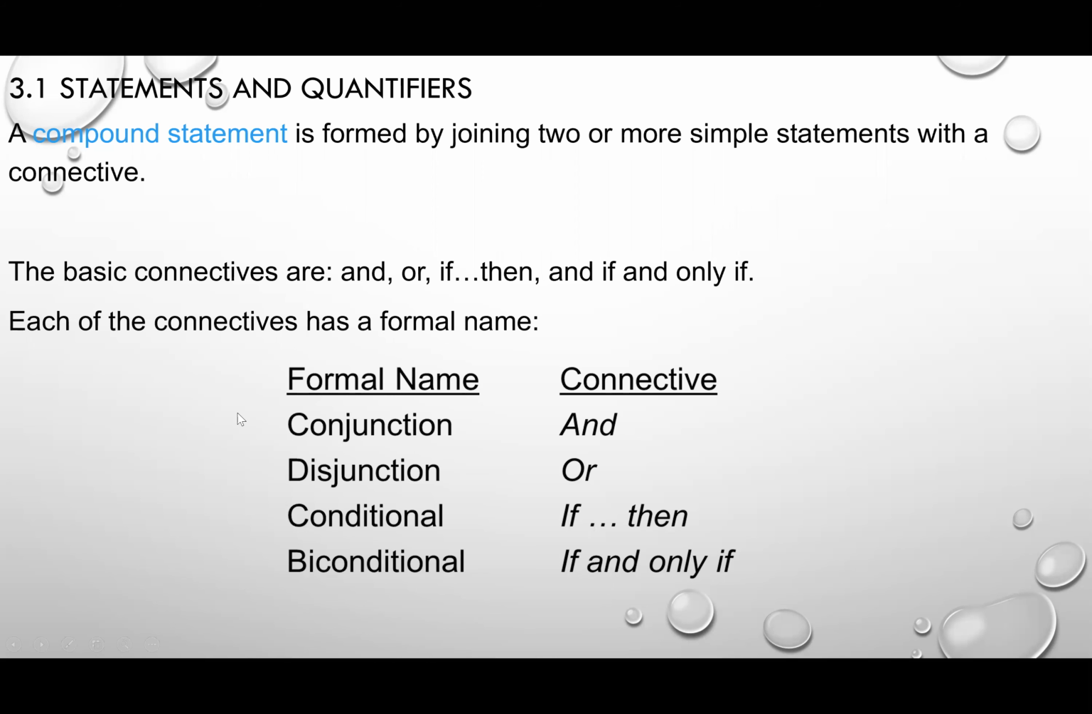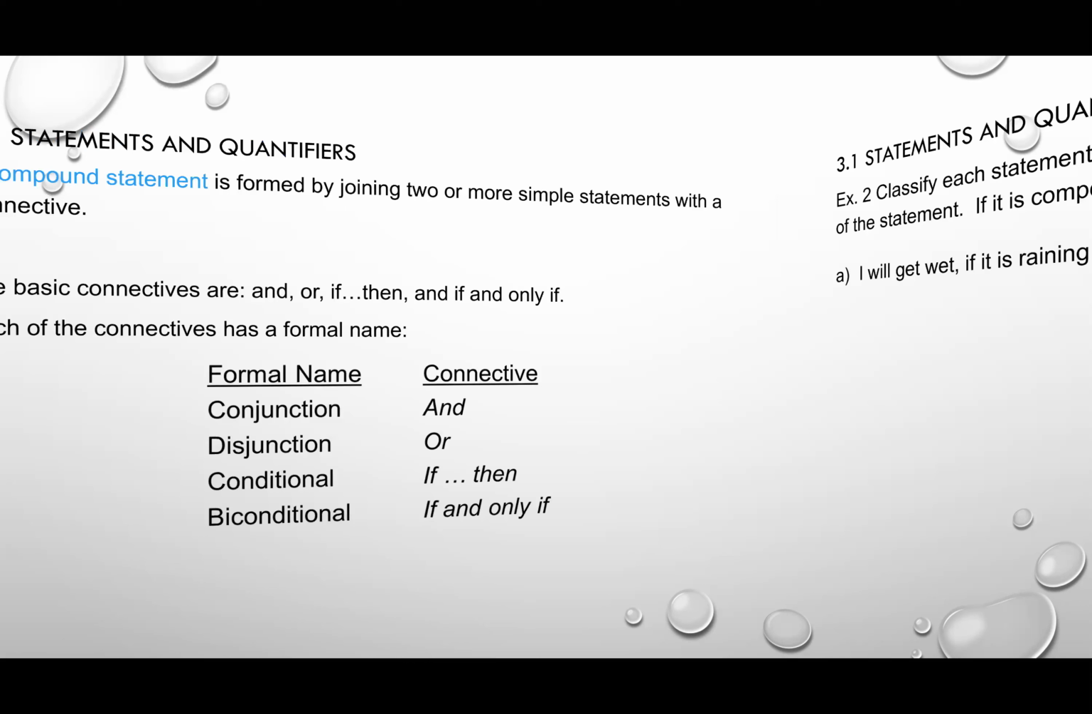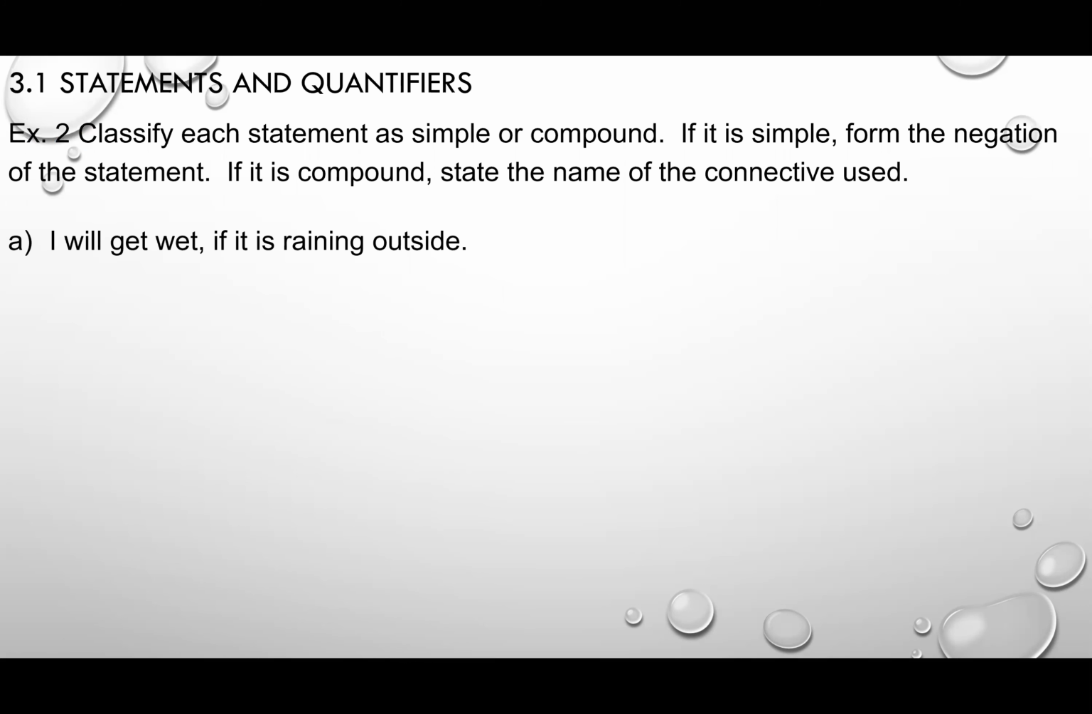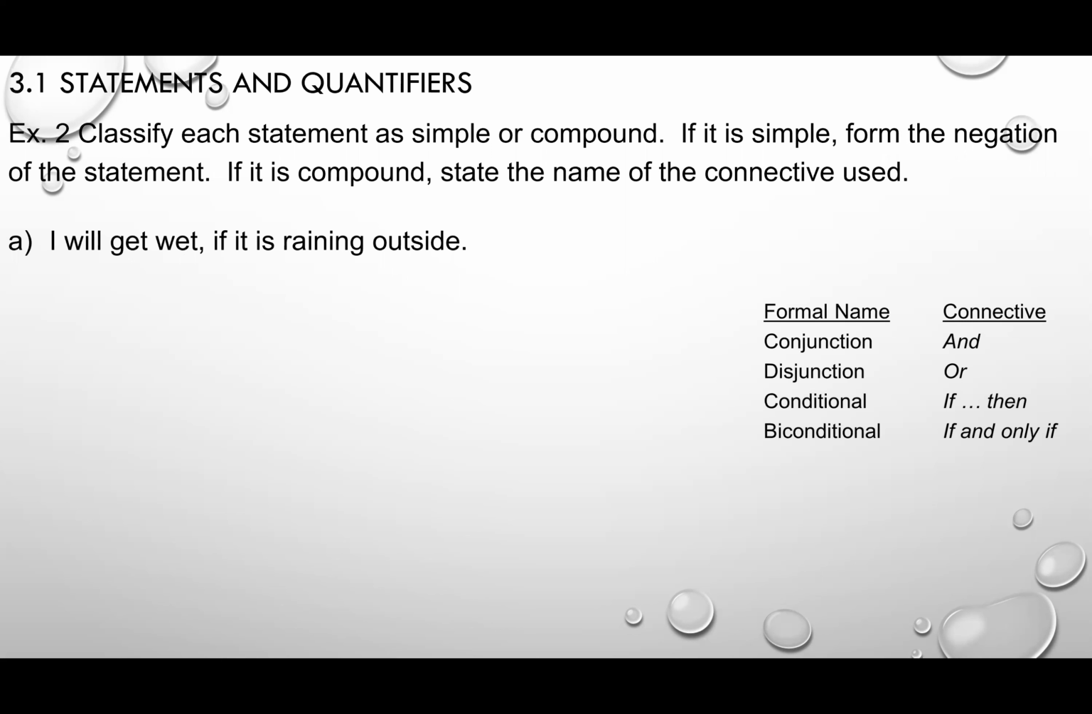example here. So in this example, I ask you to classify each statement as a simple statement or a compound statement. And if it's a simple statement, you have to form the negation of the statement. If it's a compound statement, you have to state what the connector is. Is it a conjunction, a disjunction, a conditional statement, or a biconditional statement? So you might need to keep this handy: the "and" is conjunction, "or" is disjunction, the biconditional statement is "if and only if", and the "if then" is the conditional statement.